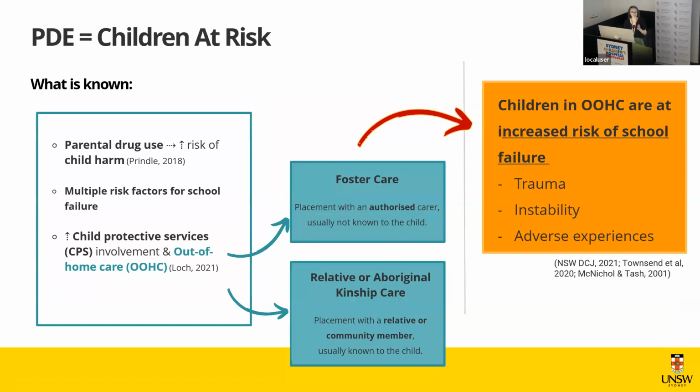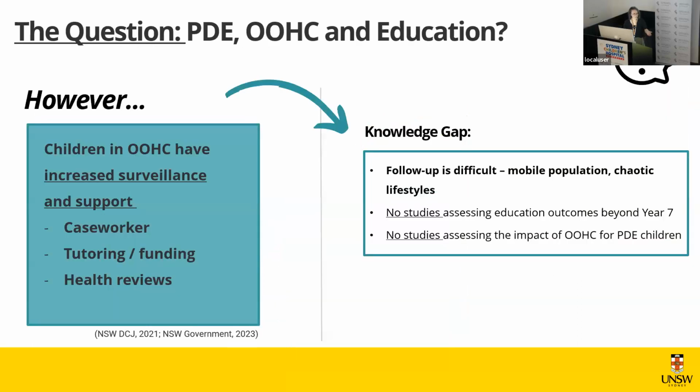Out-of-home care is an indicator of substantiated child risk and includes children in foster care with a carer not known to the child and kinship care with a relative or community member, particularly for First Nations children. Children in out-of-home care face a number of challenges and typically have poor school outcomes in comparison to the general population. However, for children with PDE whose home environment is already toxic and chaotic, the increased support, health surveillance, and access to additional resources provided through engagement with out-of-home care may offer stability, enhance educational engagement, and support learning.